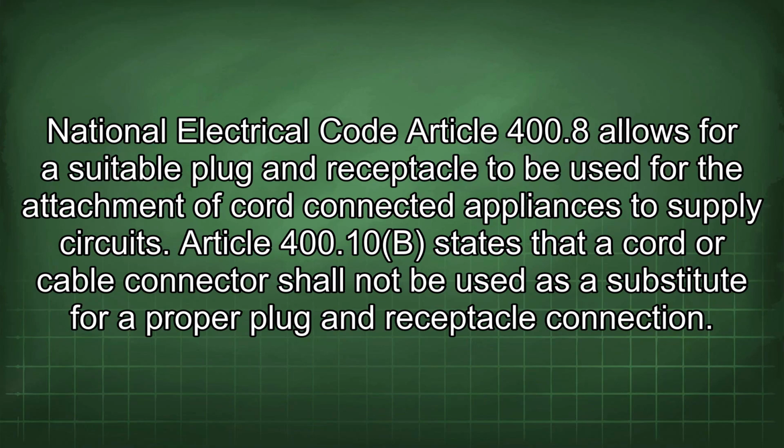National Electrical Code Article 400.8 allows for a suitable plug and receptacle to be used for the attachment of cord-connected appliances to supply circuits. Article 400.10b states that a cord or cable connector shall not be used as a substitute for a proper plug and receptacle connection.